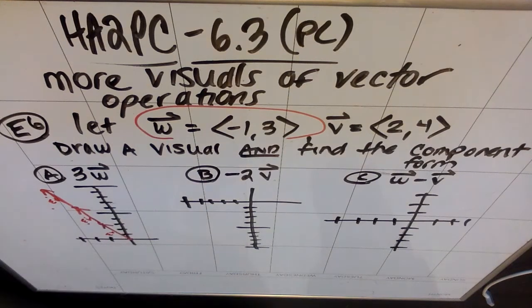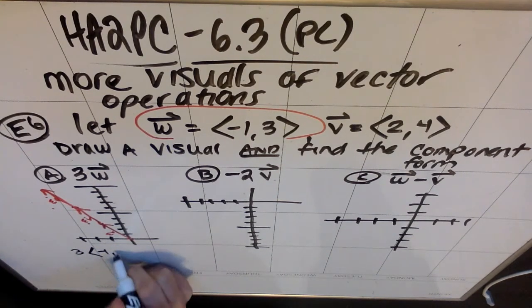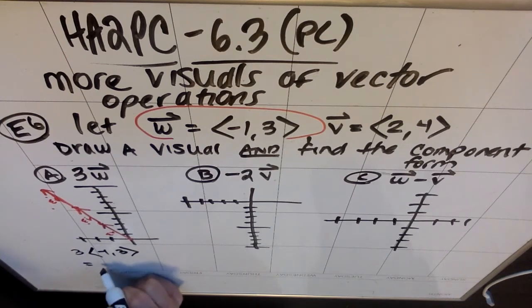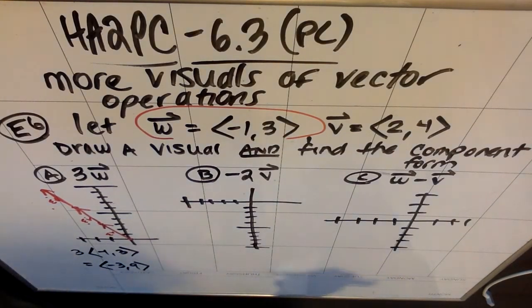But you could also see that if you had just found the component form the old school way that we found it in examples 3 and 4, which is that 3w should be 3 times -1, 3, which means that 3w is -3, 9, but again, that's just confirmed visually by our graph. So that's A. Part B, -2v.